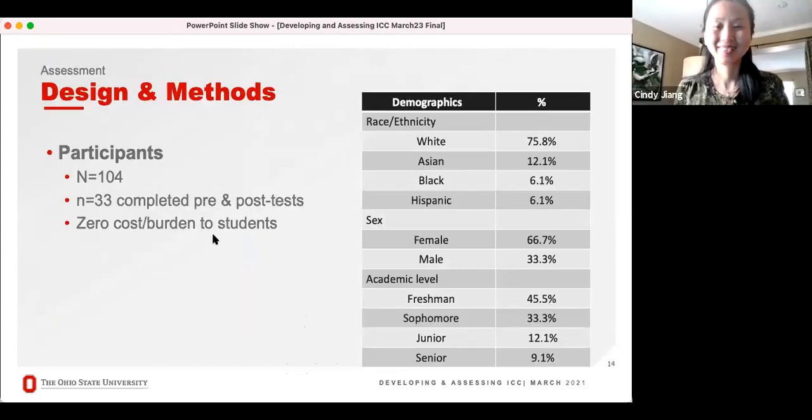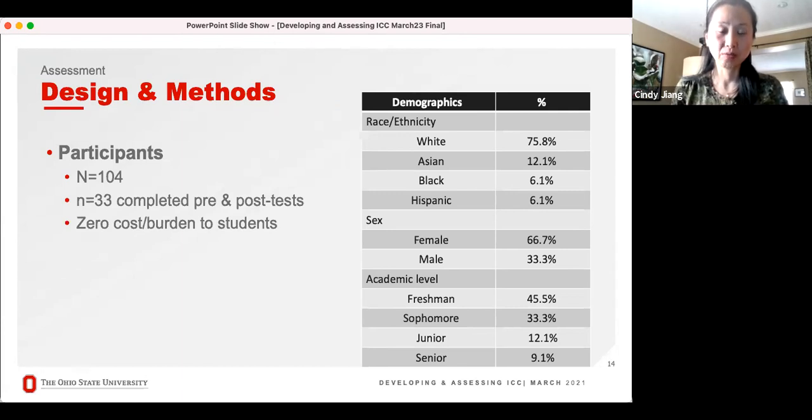Thanks, April. Yes, I'm going to talk a little bit about the assessment process and design and how we collected data over three semesters in all three elementary Italian courses. So let me start with participants.